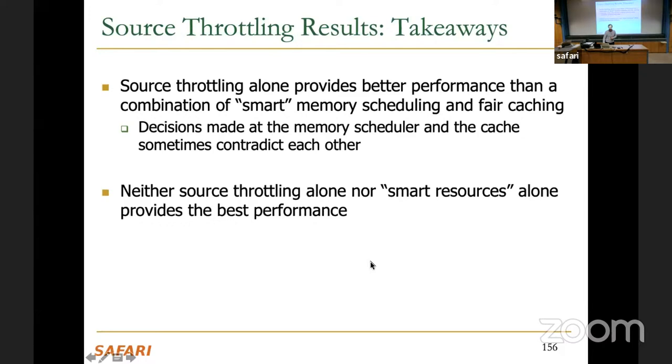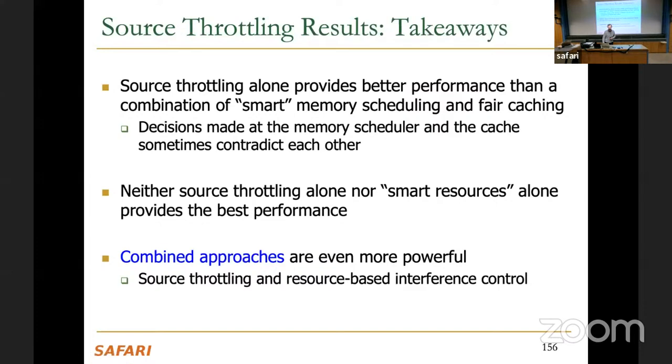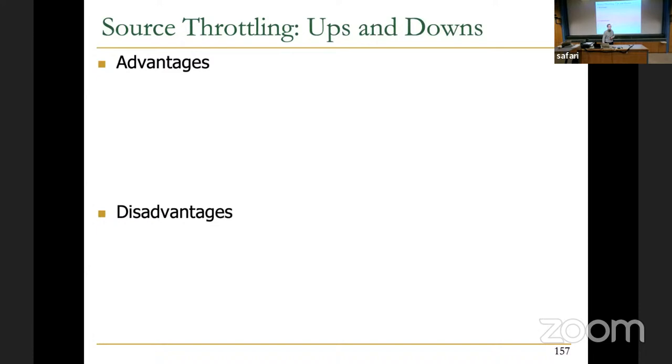And it turns out neither source throttling alone nor a combination of a fair cache and smart memory scheduling alone provides the best performance. So there's room for improvement by combining them. And combined approaches are even more powerful, basically combining source throttling and resource-based interference control. Even though this paper doesn't show that, later papers show this. Any questions? Yes, please.